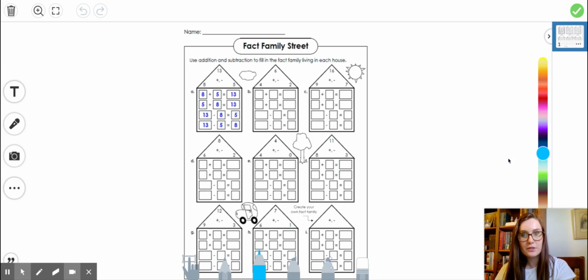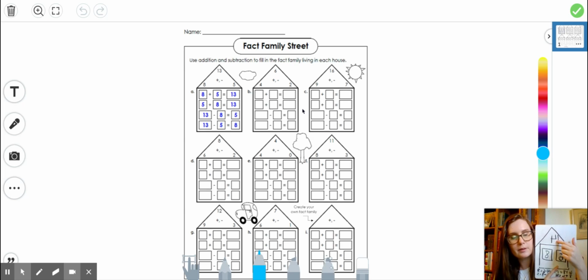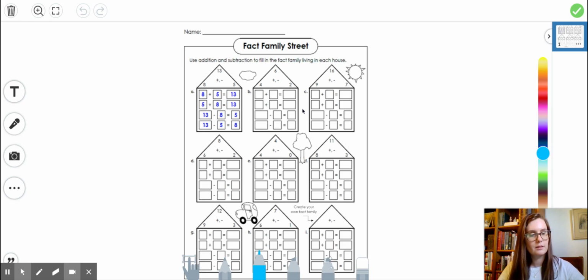So first graders, go ahead and find the Fact Family Street worksheet in your packet. It should be under Wednesday. This is very similar to the house that I just drew. The only difference is that all 3 numbers are up top on the roof. So the whole is at the very top and the 2 parts are at the bottom. So if I was going to make my house look the same as the ones on the sheet in front of you, you would see it like this.